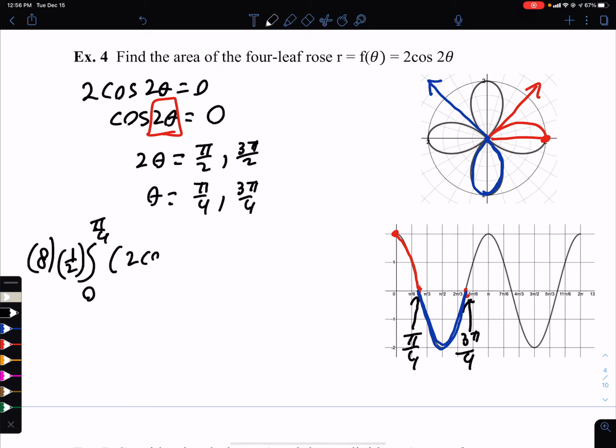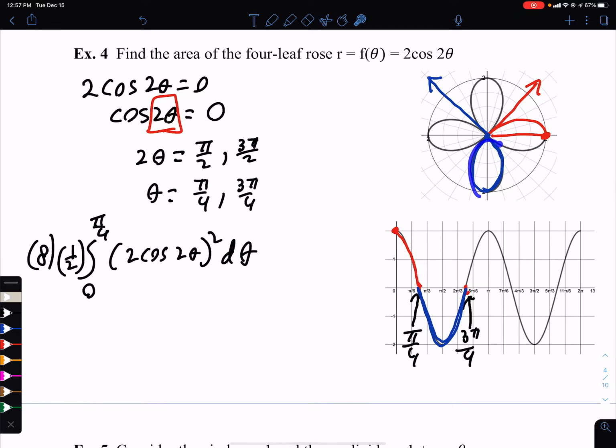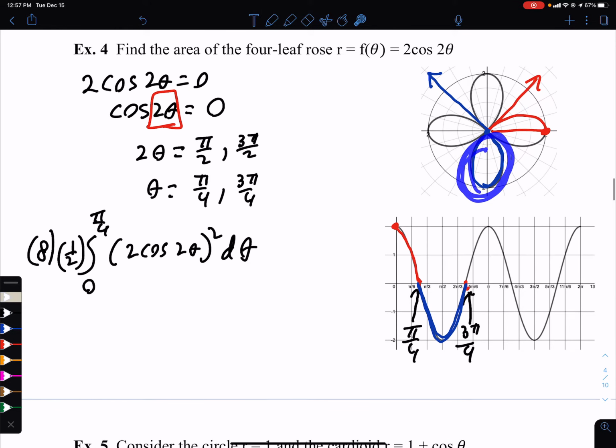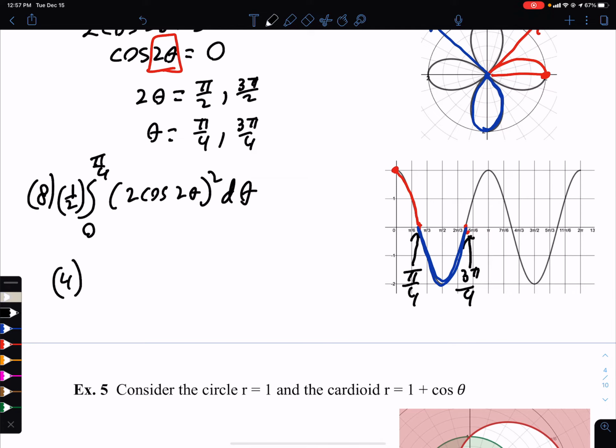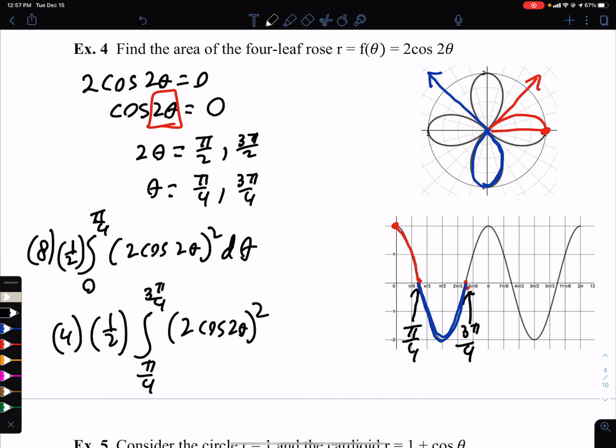R would be 2 cos 2 theta squared d theta. And now it's just a matter of working that out. You pop that in your calculator to get your answer. Or, check this out. Can't I just take 4 of these to get the area? So I could technically do 4, 1/2, and that's produced from pi over 4 to 3 pi over 4 to get that loop. So I can go from pi over 4 to 3 pi over 4, and I would do my r squared, 2 cosine 2 theta squared d theta.